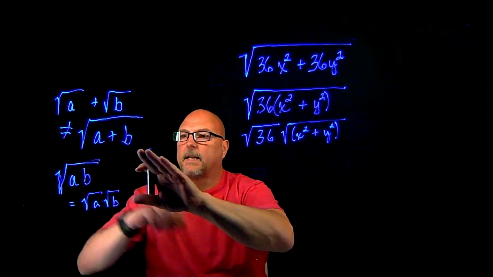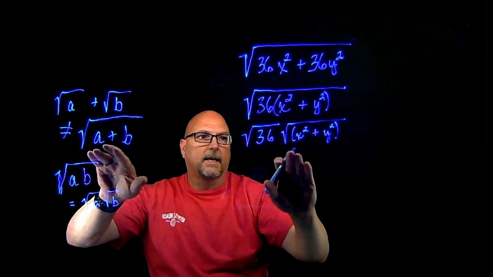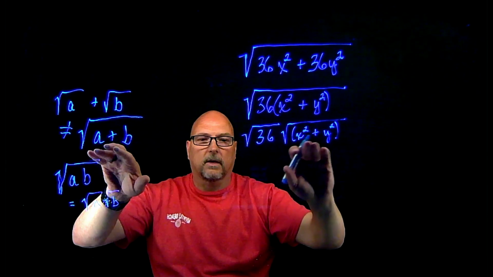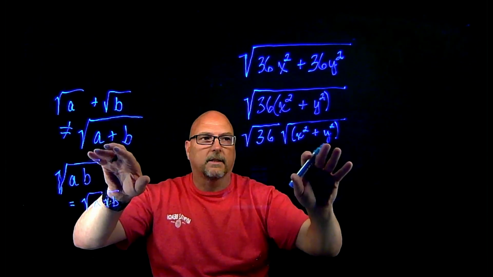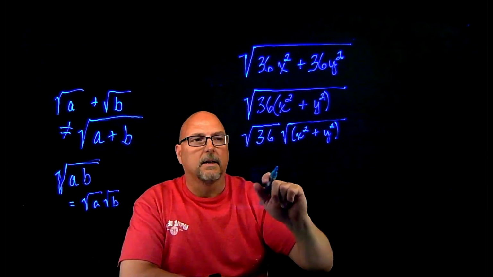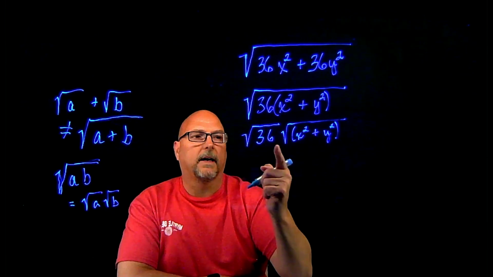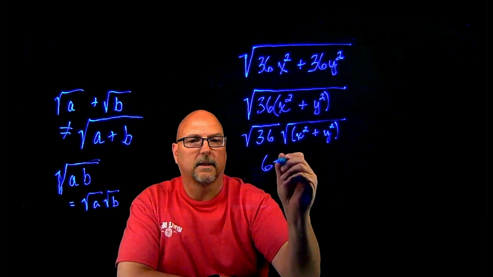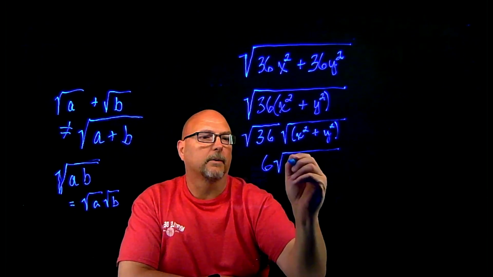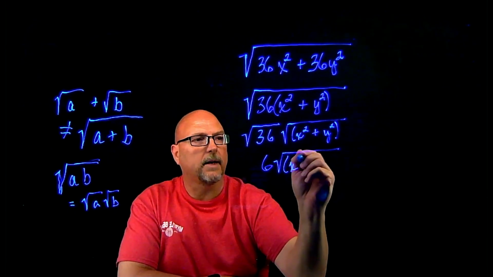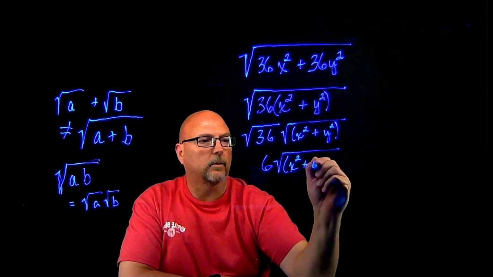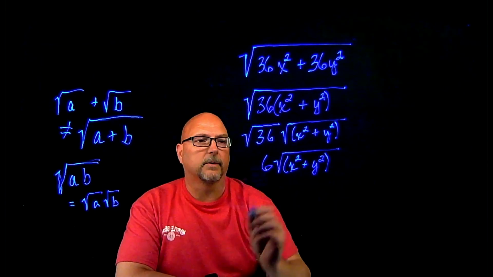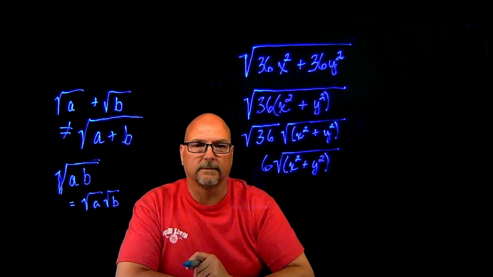So keep in mind, this is not true. I cannot say that this is the square root of x squared plus the square root of y squared. That does not work because that's a plus sign. But I can simplify the square root of 36 as a 6. So 6 times the square root of x squared plus y squared, and that's how it simplifies.